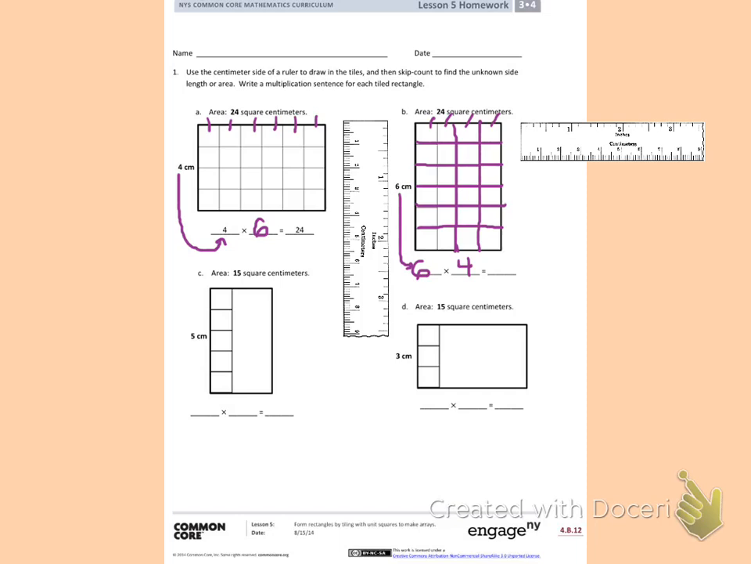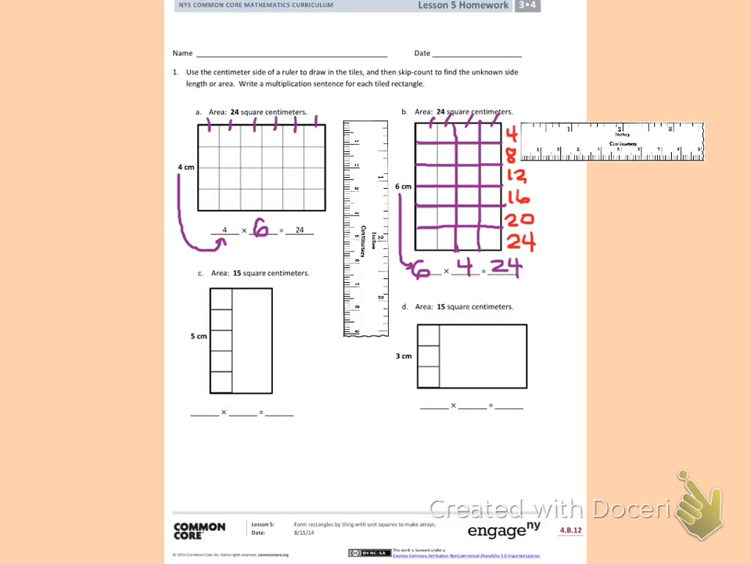This is a group of 4, and 4 more is 8, and 4 more is 12, 4 more is 16, 4 more is 20, and 4 more is 24. So my answer to 6 times 4 is 24. Now let's look at item C.